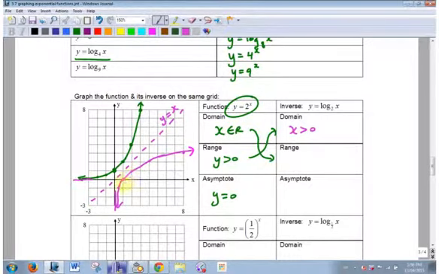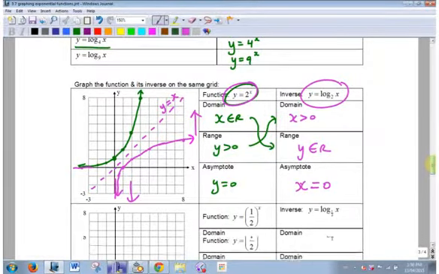So now, what about my range? Well, x was all real for this exponential function. For the inverse log function, now it's y. That's all real, okay? Because it goes up forever and ever and ever and goes down forever and ever and ever. Asymptote. What's the asymptote? X is 0. We'll never touch that line. Okay?